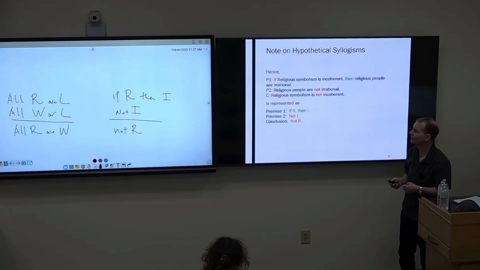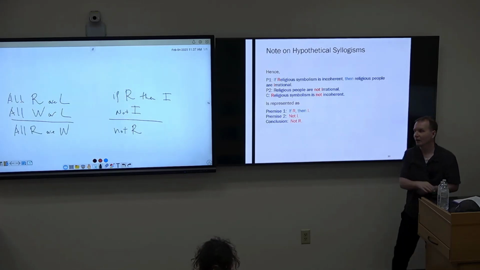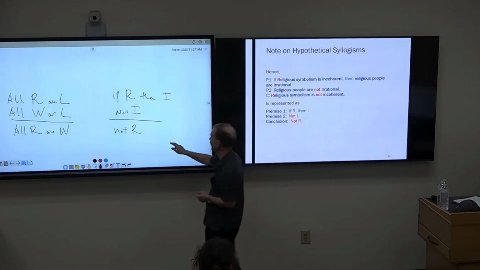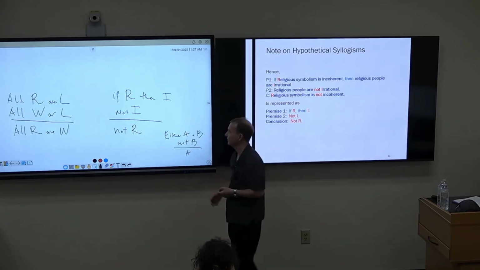Okay, I'm not going to do disjunctive, but the idea is this, right? If you have something and something, you can just write either A or B, and then not B, for example, then the conclusion is A, or the other way around.